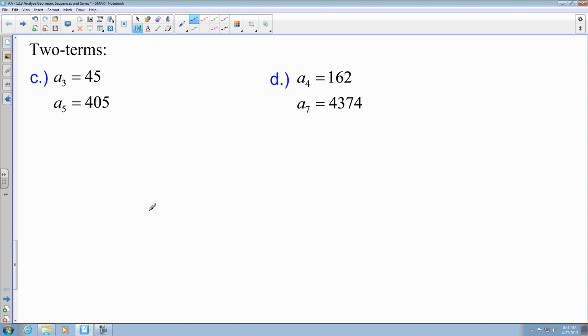So if I go 45, that's going to equal a sub 1 times r to the, well, it's going to be to the n minus 1 power. Well, n is 3, so it's going to be squared. And then the next one's going to be 405 equals a sub 1 times r, and it's going to be to the 5 minus 1, which is going to give me 4.